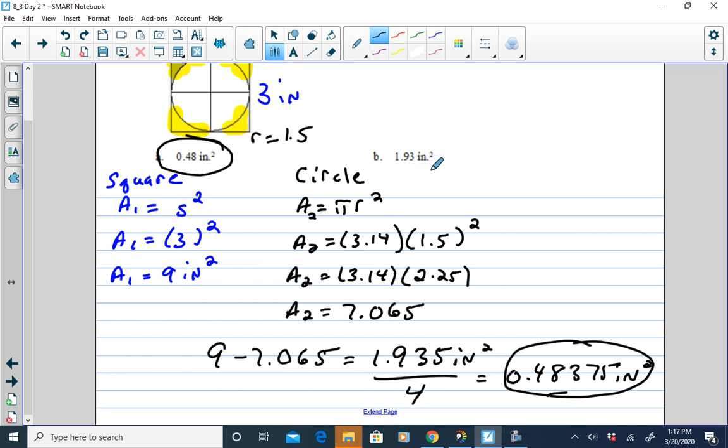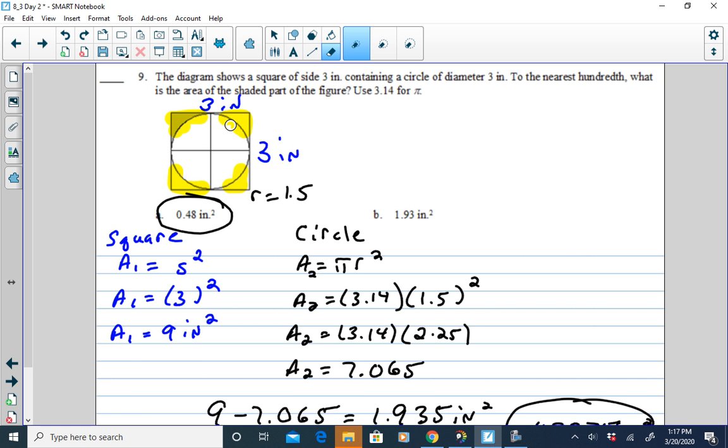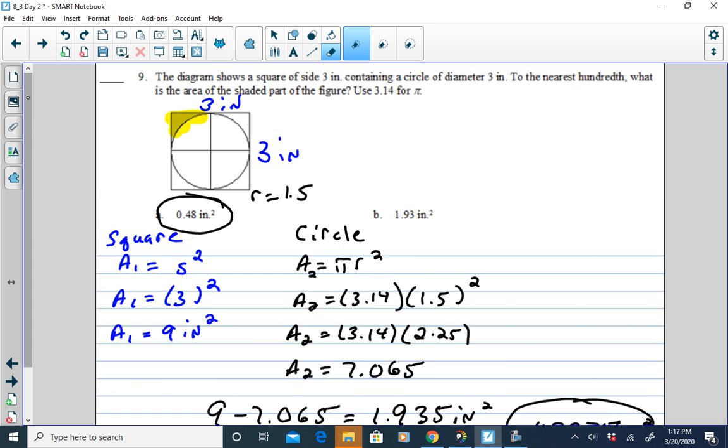So they gave us 2 answers, because this answer here would be all 4 of those sections, but when we divide by 4, we're getting rid of 3 of these, because that's what's left when we divide that by 4. So that's really kind of a neat question, and that would be our answer.